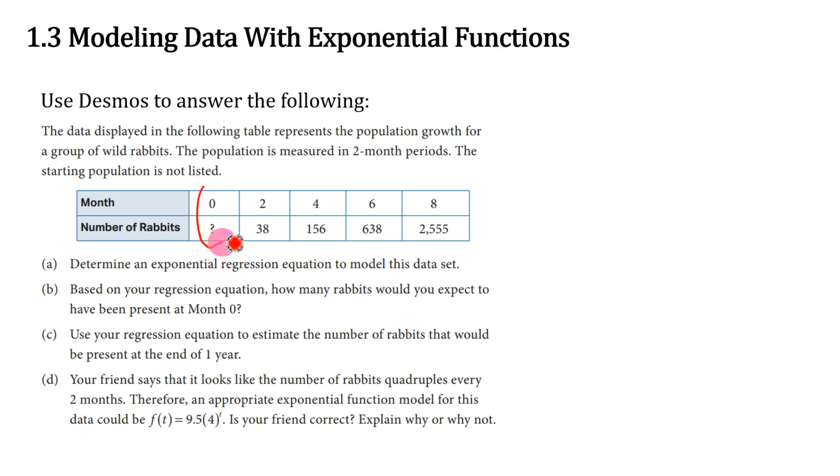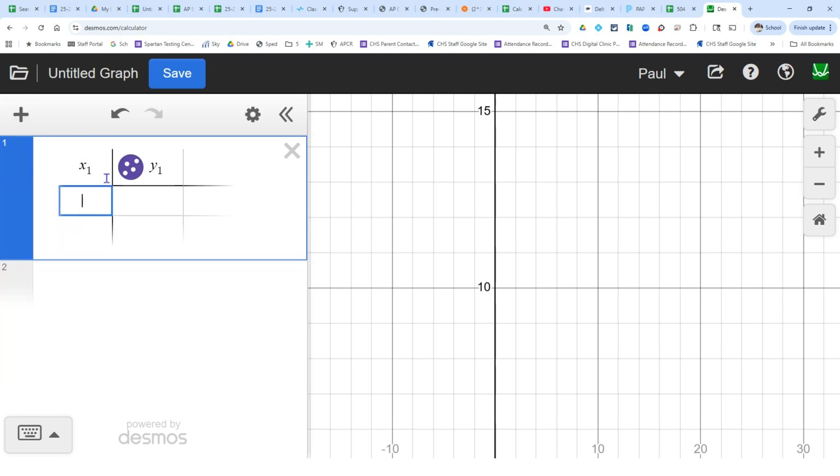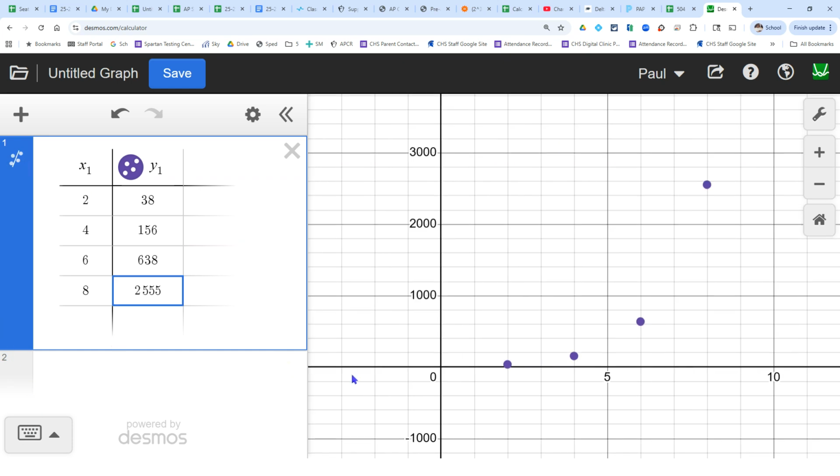Okay, so this one, you can take all this to Desmos. Don't put in this one just yet, but go to Desmos. Matter of fact, let's just do it here real quick. We add a table. And we're doing 2, 4, 6, 8. And we're doing 38, 156, 638, 2555. And if you do a little zoom, you can tell that's pretty exponential right there.